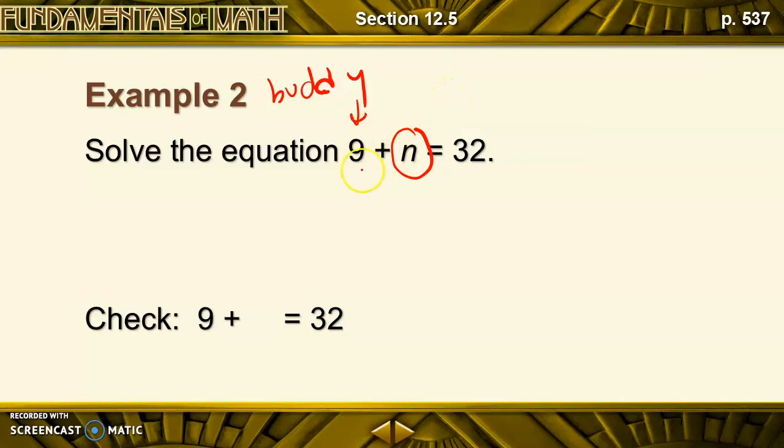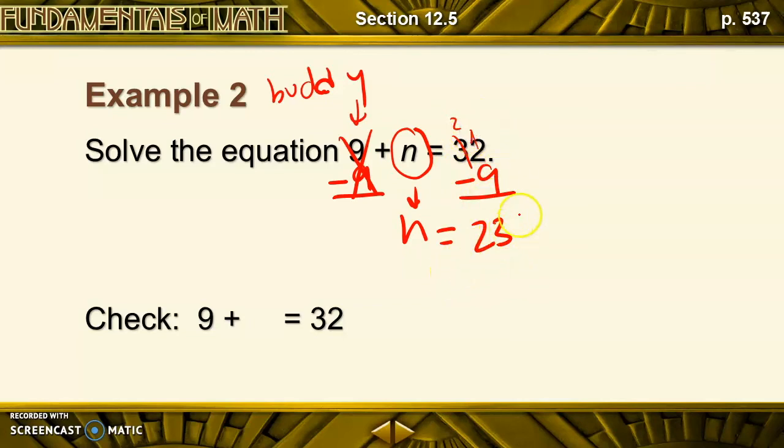How do I get rid of 9? Well, right here we have positive 9. So what's the opposite of positive 9? Negative 9. Right? And because this is math and math is fair, if I subtract 9 on this side, I have to subtract 9 on this side. That's the only way that we can solve this. Now, 9 minus 9 is 0, and all I have left is n. And n is equal to whatever 32 minus 9 is, which is going to be 23. Yep, 23.